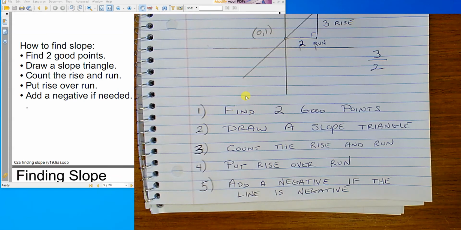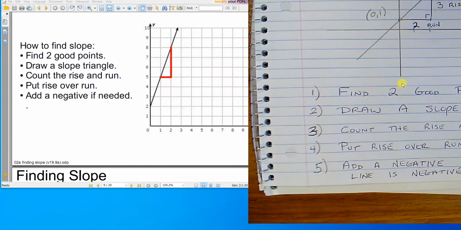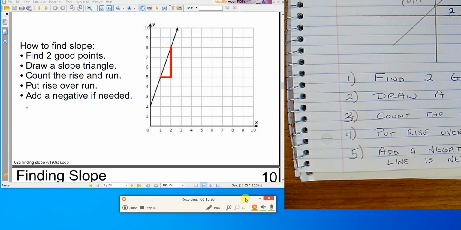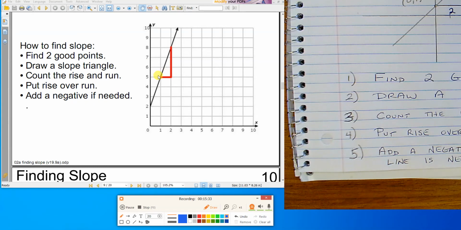So let's do some examples here. I'm going to keep those notes available right there so I can remember my steps. Okay, so I find two good points. There's a good point. There's a good point. I draw on a slope triangle. I count the rise and the run. The run is 1. The rise is 1, 2, 3. I put the rise over the run, and I think, is it a negative line or a positive line? This is positive, so I don't have to do anything. That's the slope of the line.